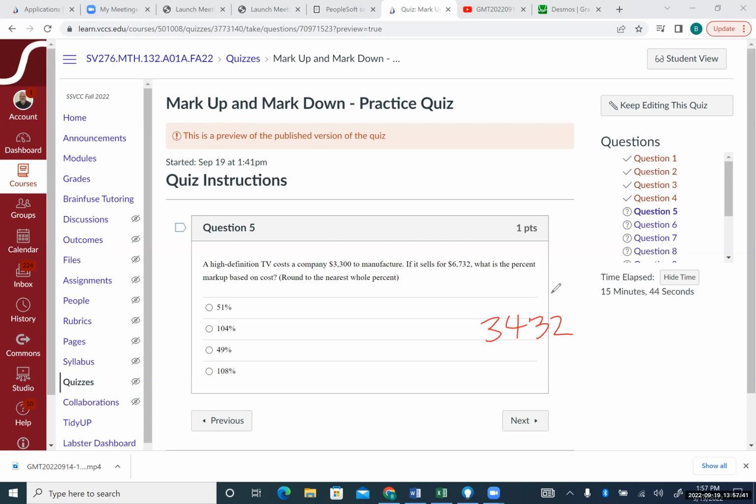Okay, would this number be divided by 3,300? Or no? Wait a minute. Yeah, I think so. Why did you choose 3,300? Because this was the cost. Very good. That's exactly right, based on cost. Very good. So we divide by 3,300, and we're going to get something greater than 1, so something over 100%.